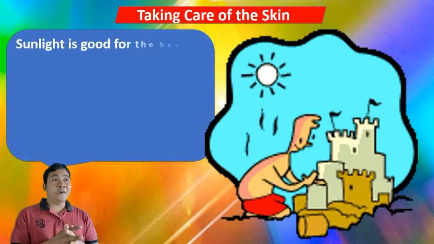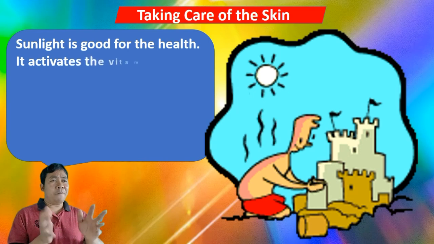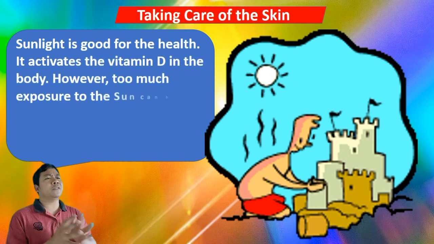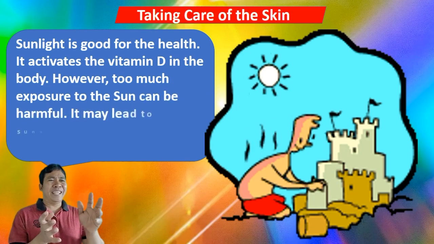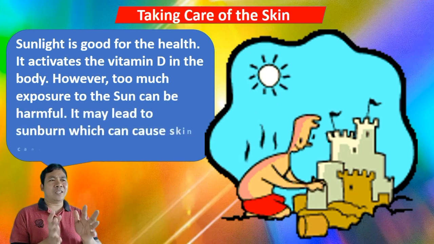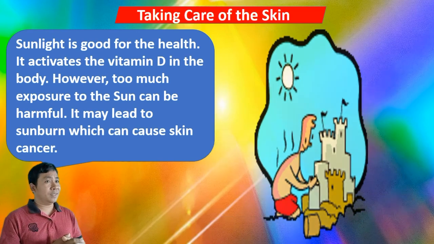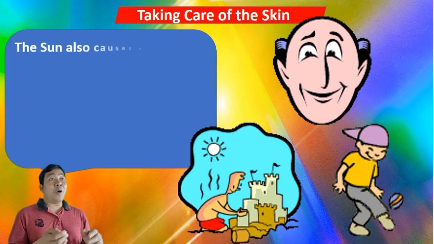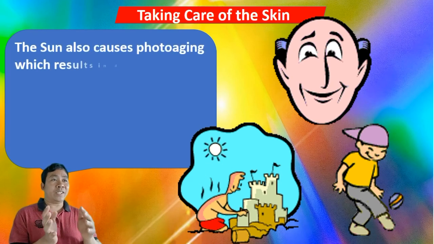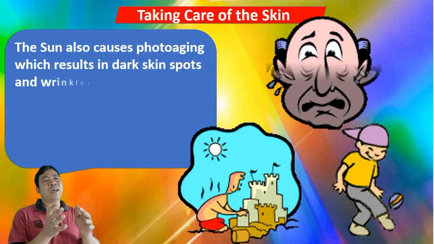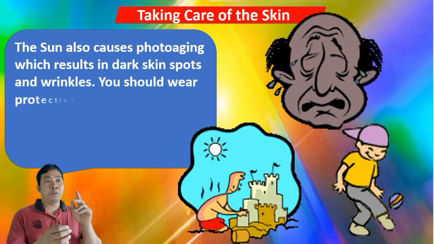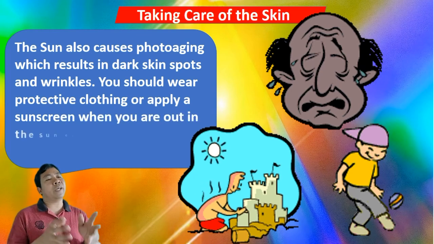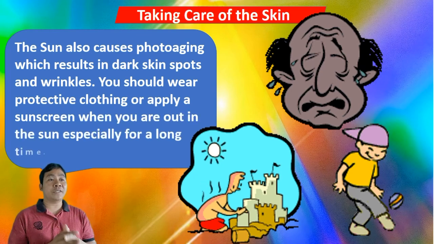Sunlight is good for the health. It activates the vitamin D in the body. However, too much exposure to the sun can be harmful. It may lead to sunburn, which can cause skin cancer. The sun also causes photoaging, which results in dark skin spots and wrinkles. You should wear protective clothing or apply a sunscreen when you are out in the sun, especially for a long time.